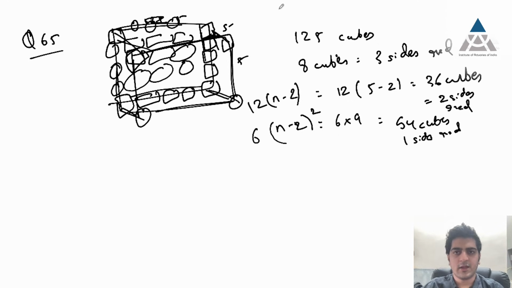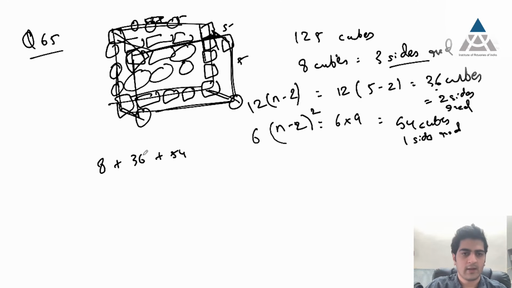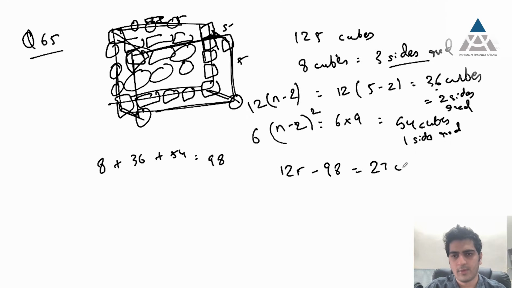Correct? And then you can just find the balancing figure that, okay, 8 cubes with 3 sides red, 36 with 2 sides, 54 with 1 side. So how many cubes have no side painted as red? These are your internal cubes. So you can just see 8 plus 36 plus 54, that is 90 plus 8, 98 cubes have at least one side red, which means 125 minus 98, that is 27 cubes will have no side as red. No side red, and these are all your internal cubes.